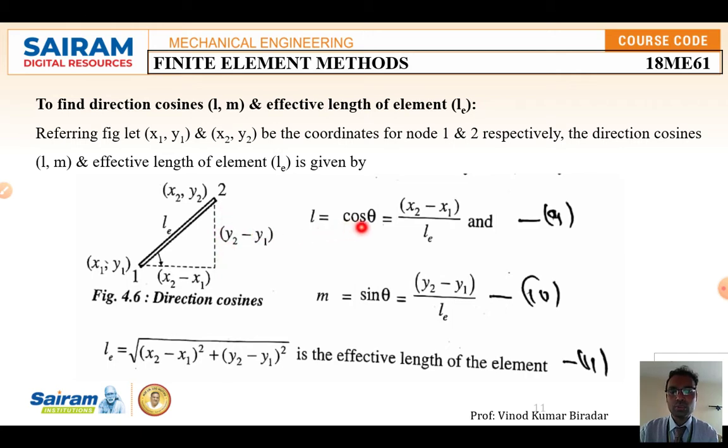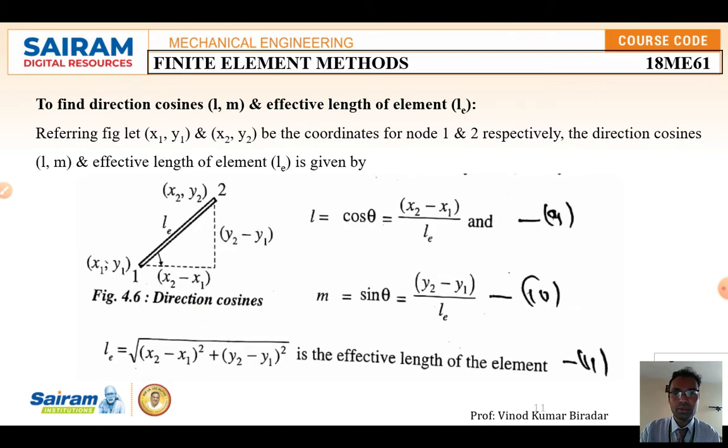So l is equal to cos theta. Apply the cos theta definition: adjacent by hypotenuse, that is x2 minus x1 by Le, and the same for m, sin theta, which is opposite by hypotenuse. Substituting the definition values, we get l equal to cos theta equal to x2 minus x1 by Le, and m equal to sin theta equal to y2 minus y1 by Le. Give equation numbers 9 and 10. The length of the element, as you studied in mathematics, is equal to the square root of x2 minus x1 whole squared plus y2 minus y1 whole squared.